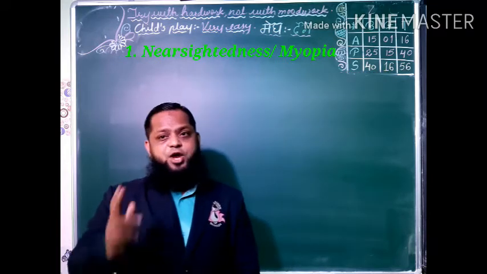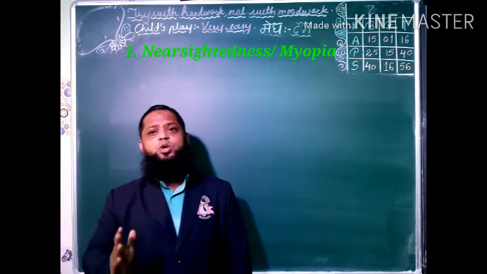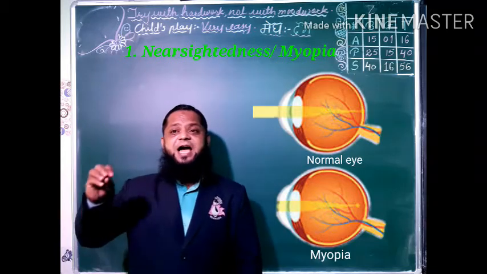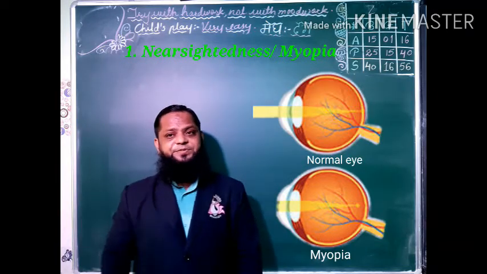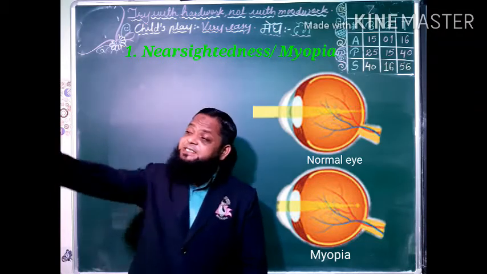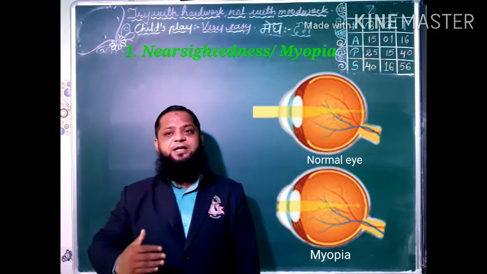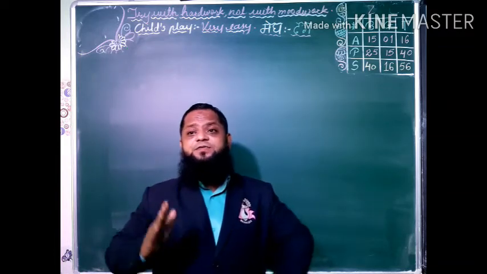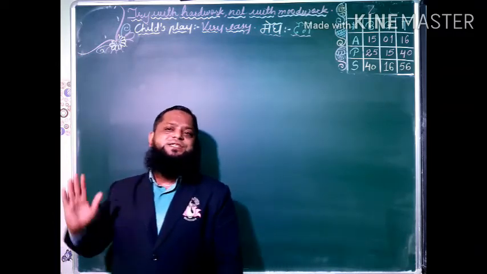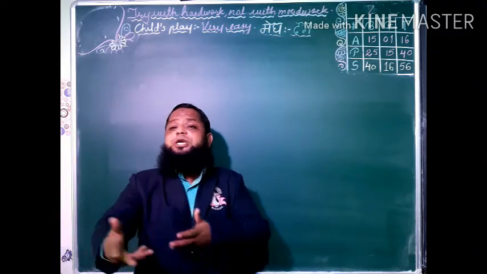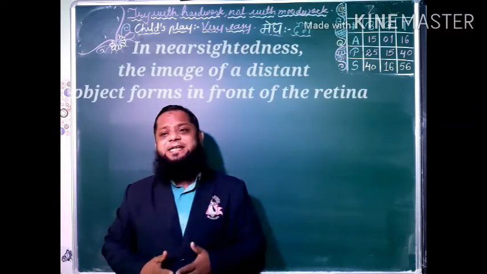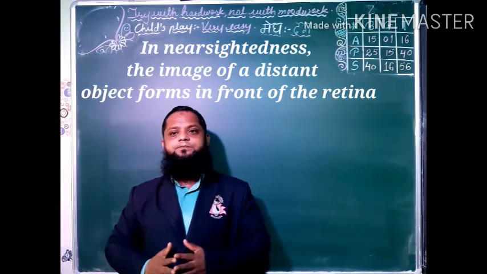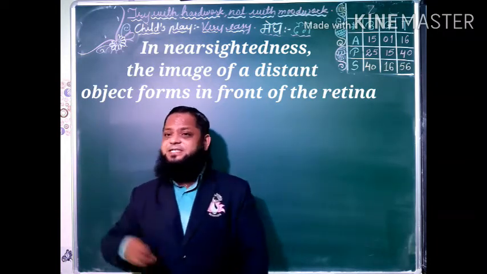First, myopia. Myopia is also called nearsightedness. In this case, the eye can see nearby objects clearly, but the distant objects appear indistinct. This means that the far point of the eye is not at infinity, but shifts closer to the eye. In nearsightedness, the image of a distant object forms in front of the retina.